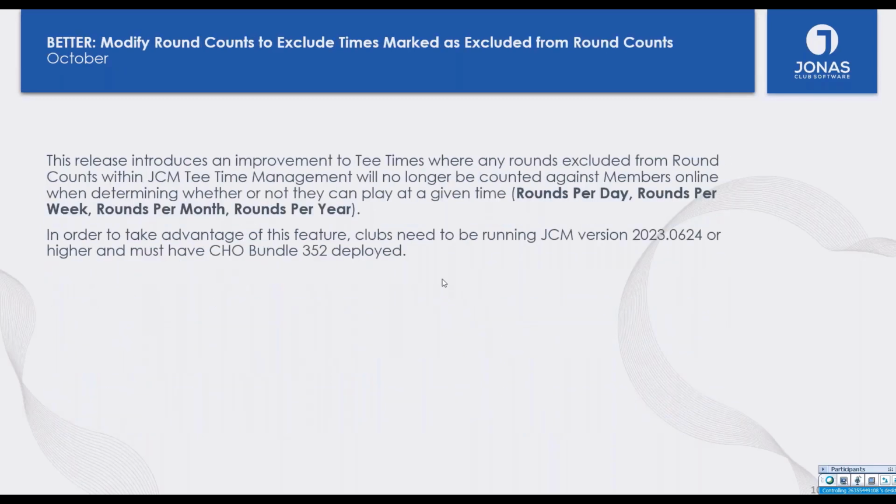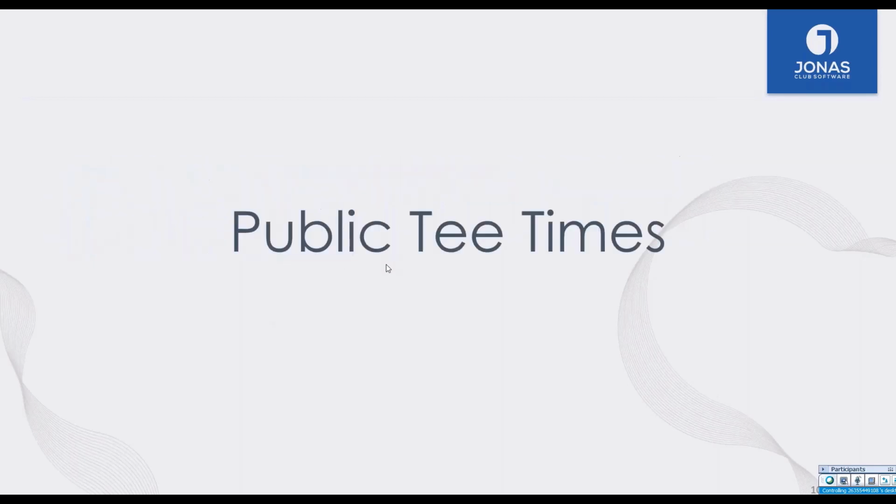There was another important feature or an improvement to Tea Times introduced where any rounds excluded from round counts within the JCM tea time management will no longer be counted against the members online when determining whether or not they can play at a given time. That is the rounds per day, per week, per month, or per year. In order to take advantage of this feature, clubs need to be running on the JCM version as displayed on the screen or higher, and also the CHO bundle 352 must be deployed for the integration.